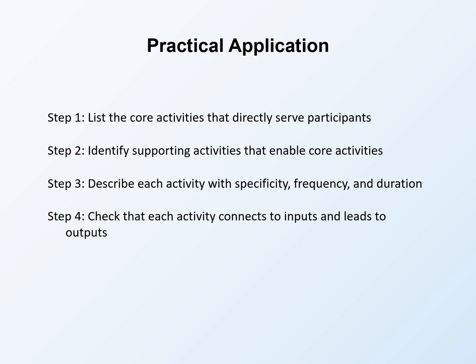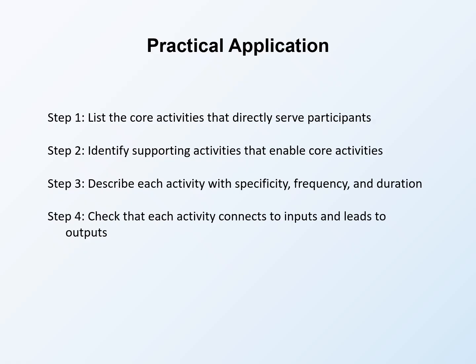Here is a practical exercise to apply what you have learned. Step 1. List the core activities that directly serve participants. These are your primary interventions. Be specific about what you will do, not what you hope will happen. Step 2. Identify supporting activities that enable core activities. Staff training, partnership coordination, quality assurance, and outreach might be supporting activities. Do not overlook these, but keep them proportionate.